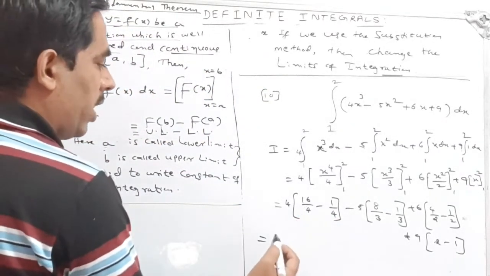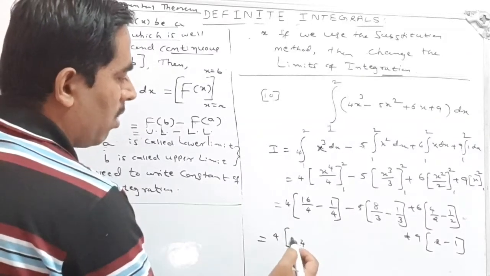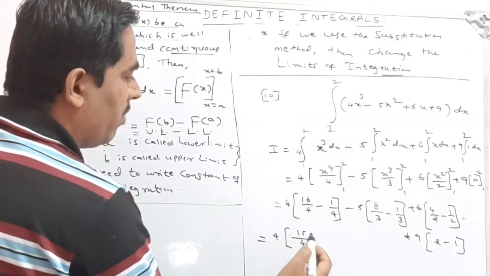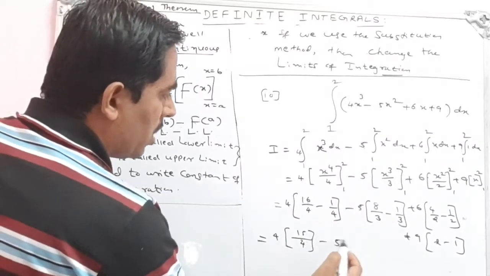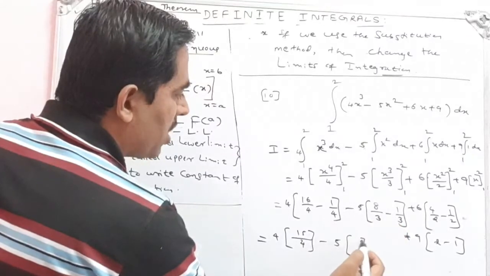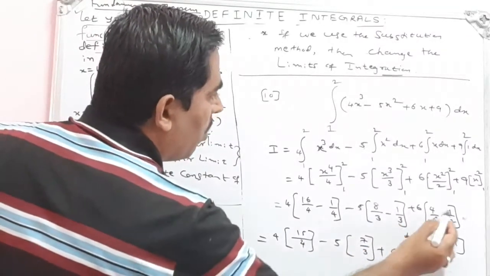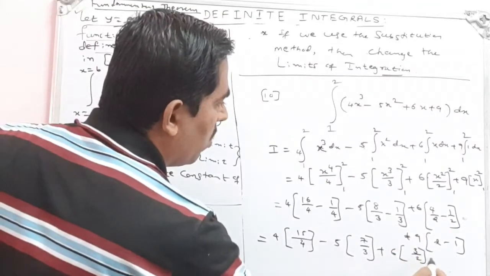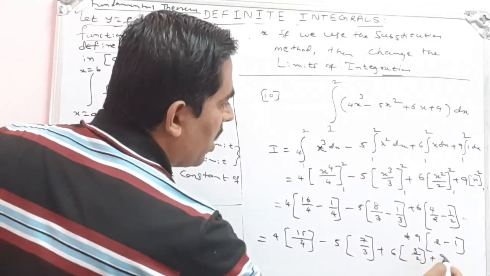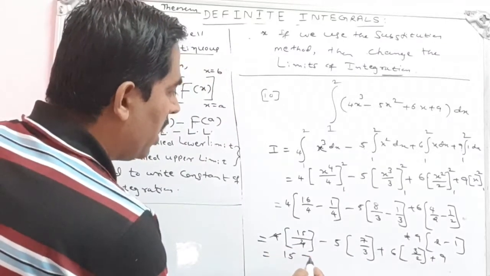Now we can take 4 into the common denominator: 16 minus 1 is 15. Then minus 5 into 8 minus 1, that is 7 by 3. Then plus 6 into 4 minus 1, that is 3 by 2, plus 9 into 2 minus 1 is 1, so 9 into 1 is 9. Then the 4 cancels, so we get 15 minus.